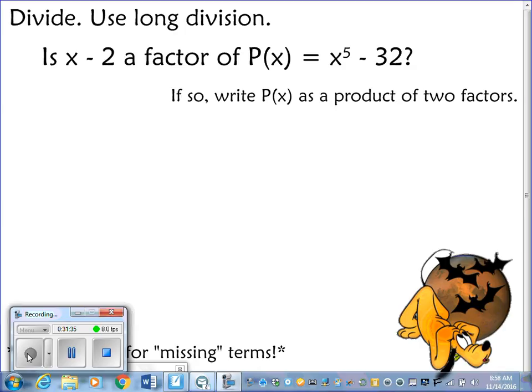All right, last one, guys. Is x minus 2 a factor of p of x equals x to the 5th minus 32? Yes. What's missing? Everything? There's no x to the 4th, x cubed, x squared, or x?